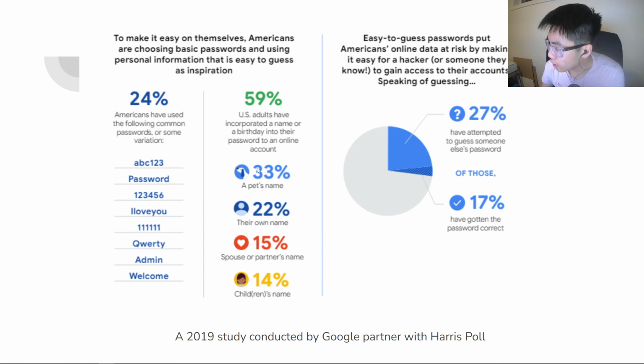If you take a little look below, 33% of them include a pet name in the password, 22% use their own name, 15% use spouse or partner names, and 14% use child or children names. Just looking at the stats, it's very worrisome since attackers can easily guess and gain access to their account. If you look to the right, the pie chart shows that 27% have attempted to guess someone else's password, and 17% of them got the password correct, and this could lead to tremendous consequences, which I will talk about in later slides.